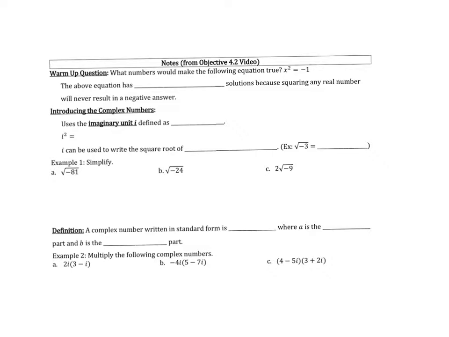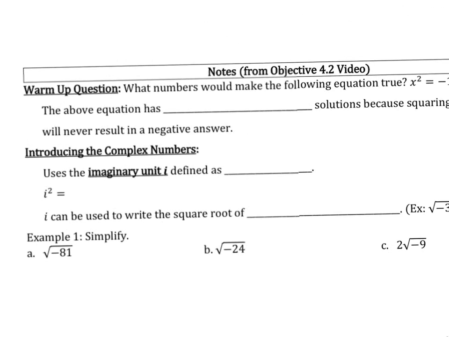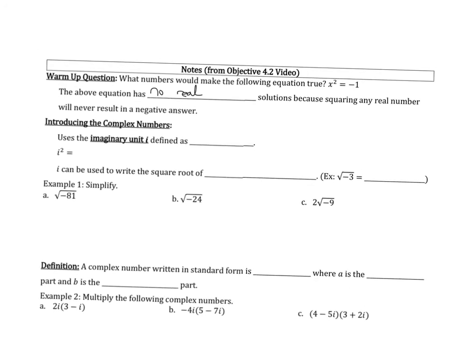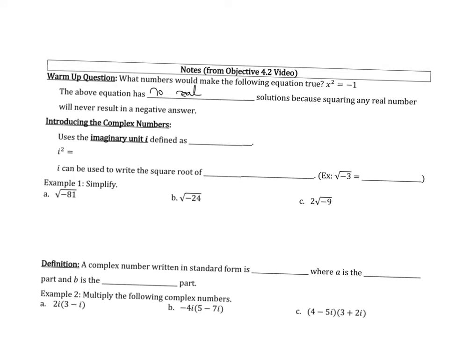Well, if we try positive 1, squaring positive 1 gives us 1. So that's not going to work. So let's try squaring negative 1. Well, negative 1 squared is also positive 1. So that doesn't work either. So it turns out that the above equation has no real solutions, because squaring any real number will result in a positive answer.